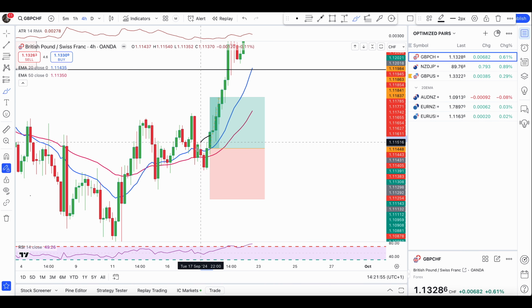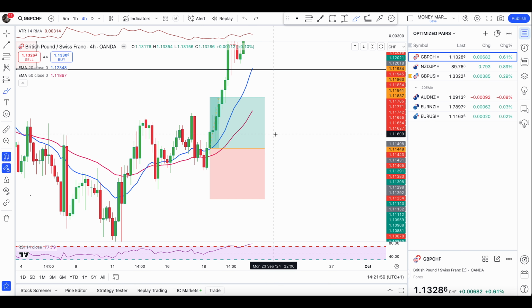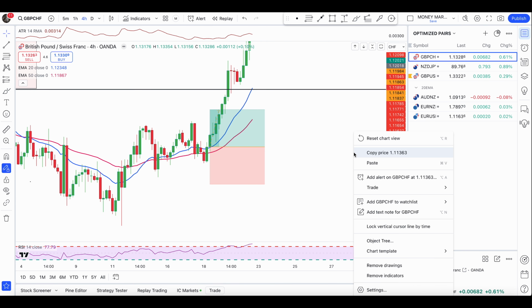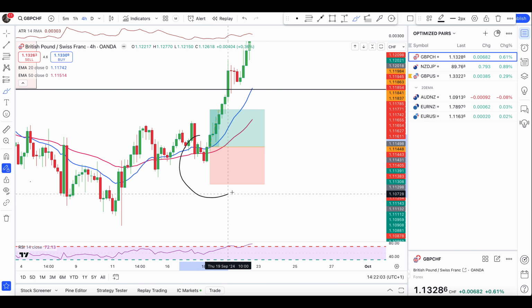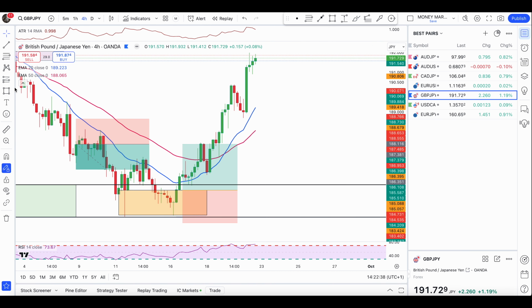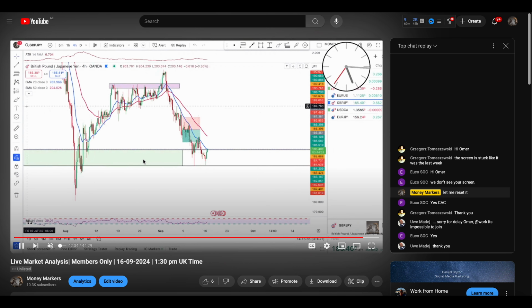Right here, GBPCHF, nice bullish engulfer that happened right at the 50 EMA, nicely hitting the targets, and that is something I personally took, and exactly the same condition I sent as an alert for you to learn as well. GBPJPY, that was clearly mentioned in my live session. We entered right here. Let me show you the clip from the live session quickly. Right here, as you can see in the live session, I've just muted my video. I want to show you that I've clearly mentioned that we're going to get a possible bounce from here.